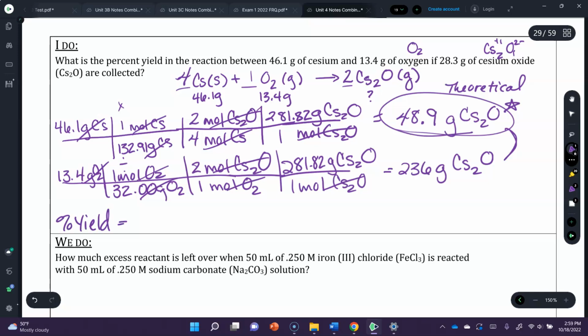So percent yield is my actual, which is 28.3 grams of cesium oxide, and I'm going to divide by my theoretical, which is 48.9, and multiply that by 100, so I get a percent, and you should get 57.9%.